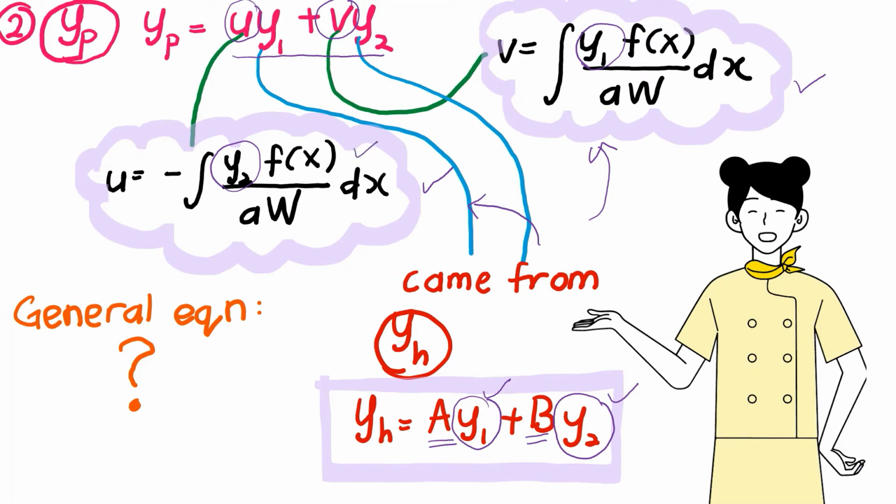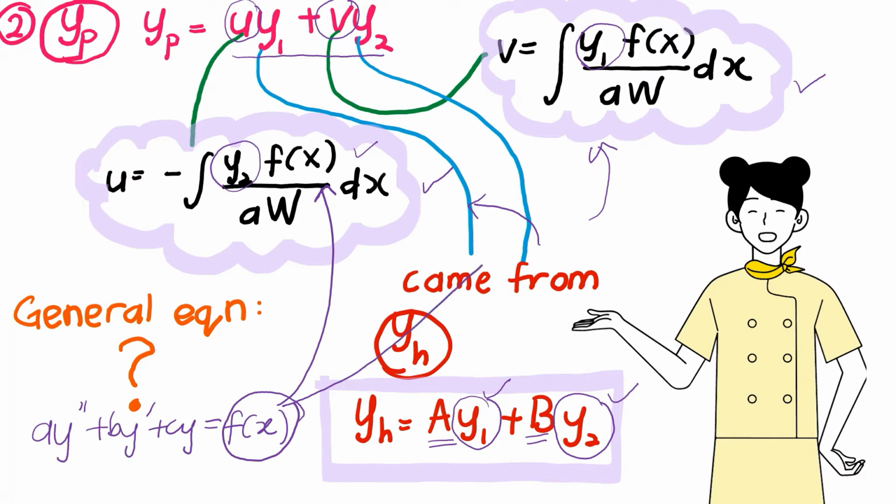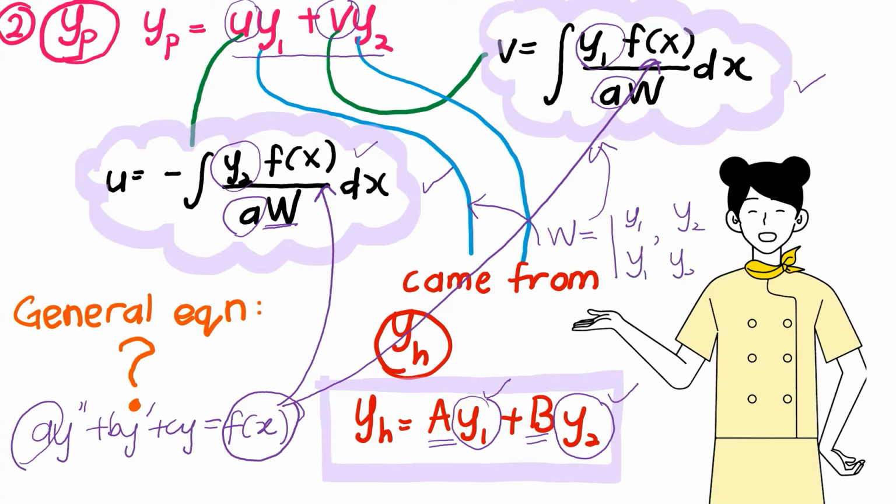And f(x) comes from the general equation. So what is the general equation? The general equation is given by a y'' plus b y' plus c y equals f(x). So that means your f(x) is here, and we plug in here and here, and then we have a. A is the coefficient of your y'', and now we want to know what W is. The Wronskian is given by y1, y2, and then y1 prime, y2 prime.